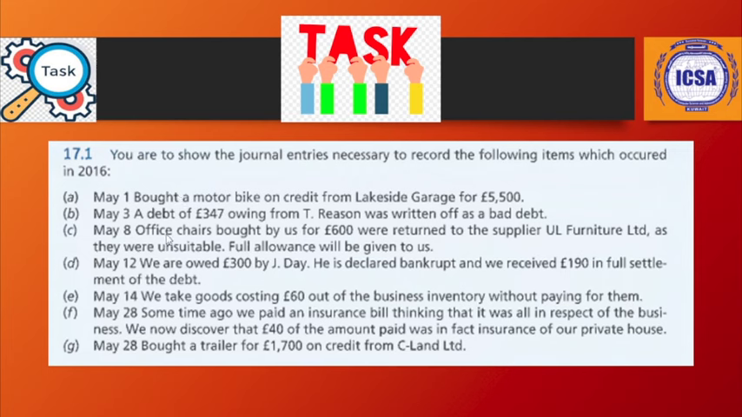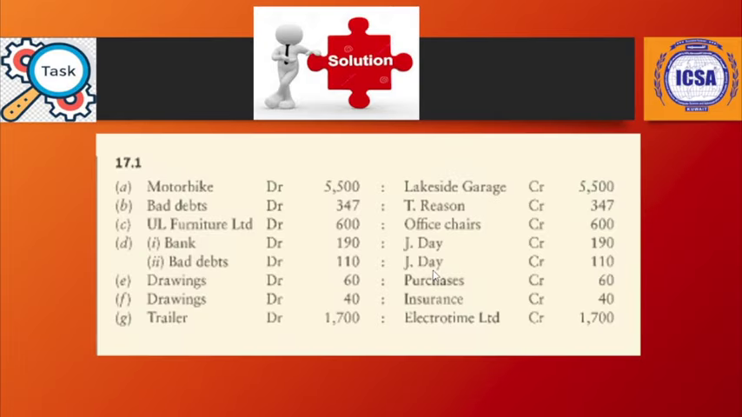Next entry, office chairs bought by us for 600 were returned to supplier as those were unsuitable. So this is return outwards, how it will be recorded. UL Furniture Limited 600 and office chairs credit as return 600. It's not recorded as return outwards because this is an asset. So assets are always to be recorded with the name. So office chairs is credit and the supplier is debit because that liability is reduced by 600.